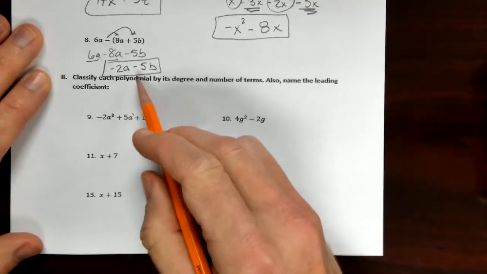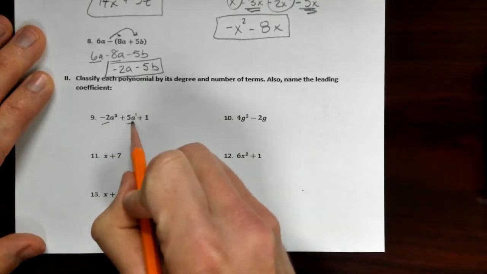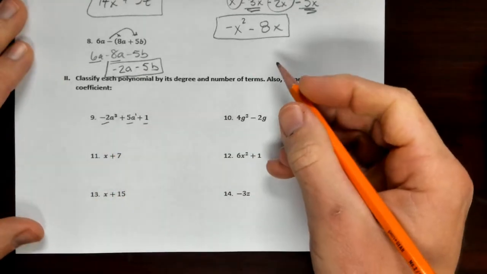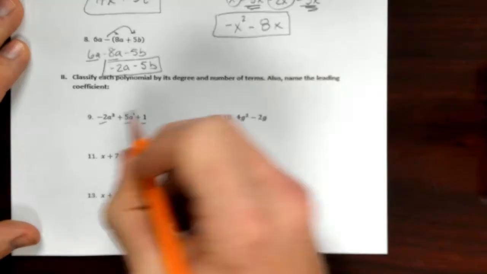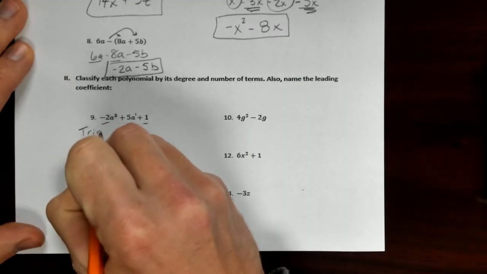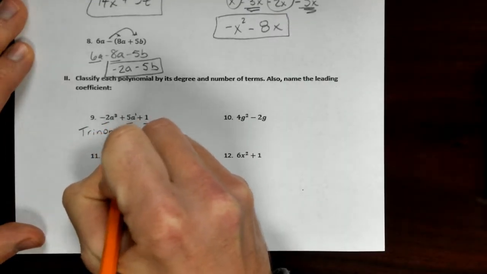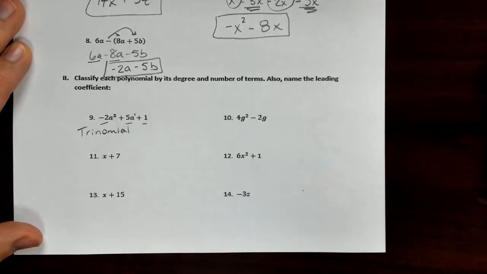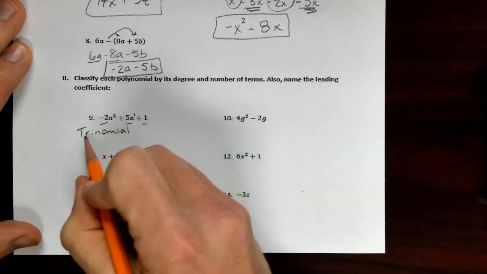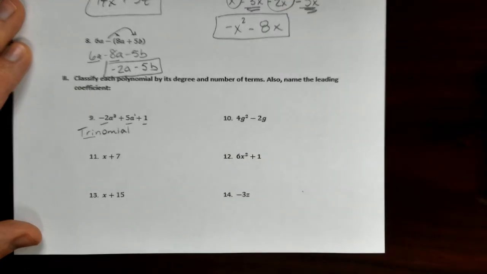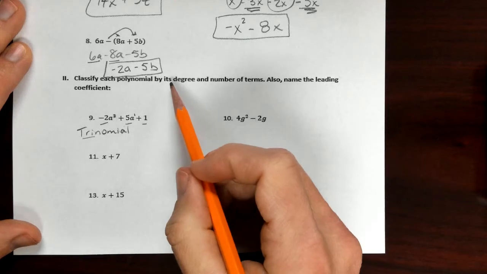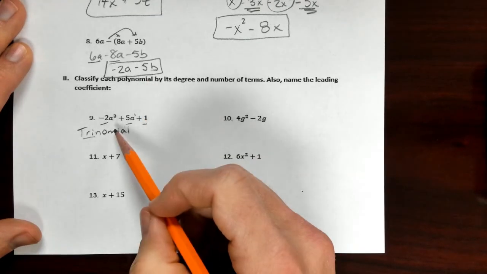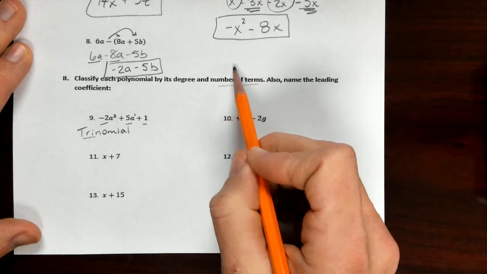So if I want to classify the polynomial, this has 1 term, 2 terms, 3 terms. Any polynomial that has 3 terms is what we call a trinomial. Trinomial, okay, like a tricycle. Tri means 3. So classify the polynomial: trinomial. So the number of terms is 3 terms.